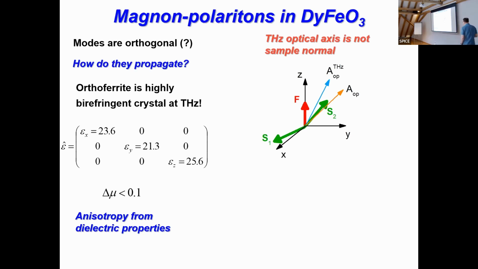And you know that in a birefringent material, 15 degrees is already a very big factor.